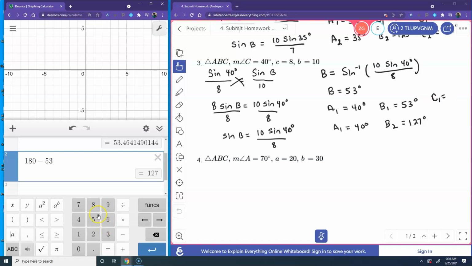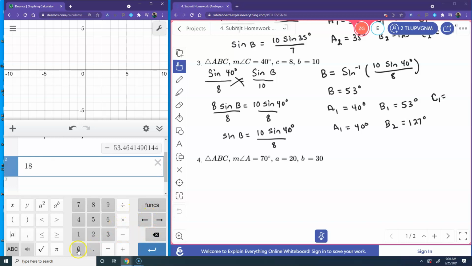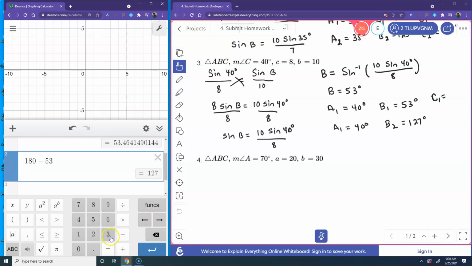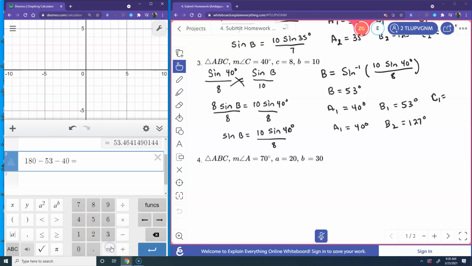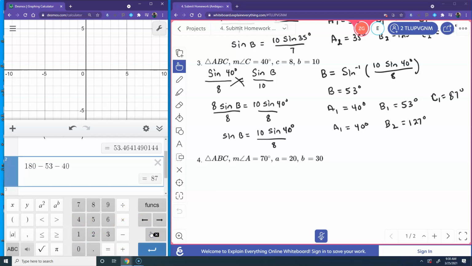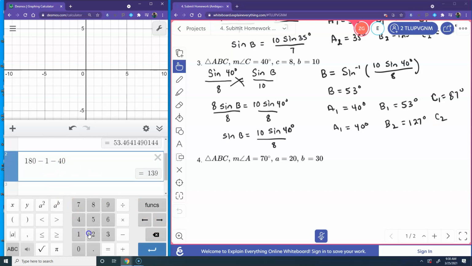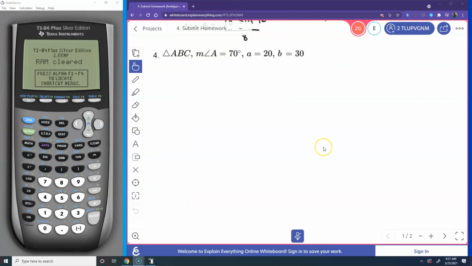C1, we know that the sum of the angles is 180. So we have 180 minus 53 minus 40, the two angles. So we get 87. I think I saw 87. So the second triangle is 127, and we get 13 degrees. So we do have two possibilities. Okay, number 4, we have triangle ABC.